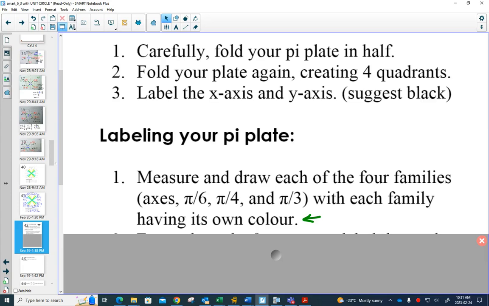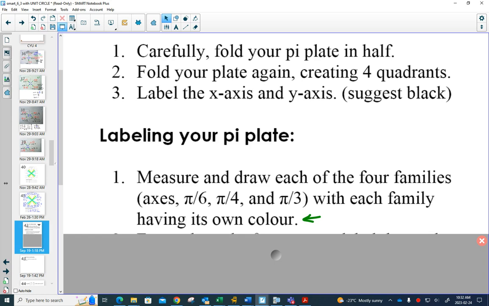you're going to measure, and if you need to, you can borrow a protractor. If you don't have your own, you can borrow one from me and get it back. I'll just need to know who's grabbing them. You're going to measure 30 degrees on here. Draw your 30 degrees family. Measure reference angles of 45. Draw your 45-degree family. When you draw them, they will be straight lines that go all the way through.